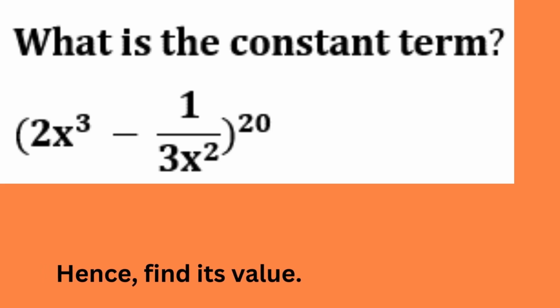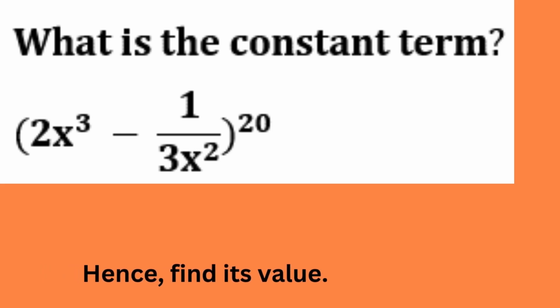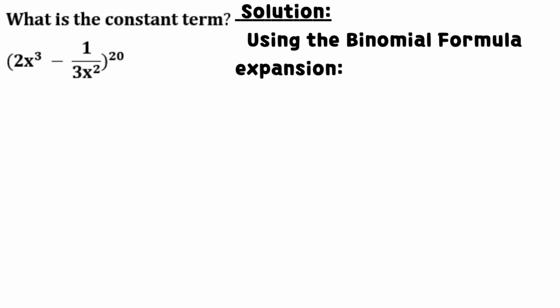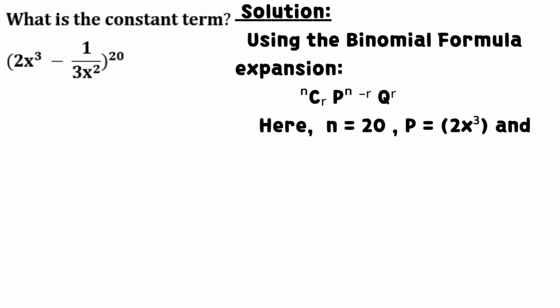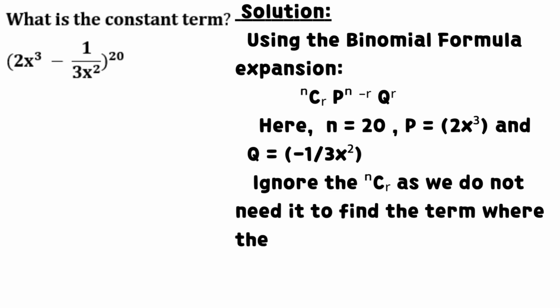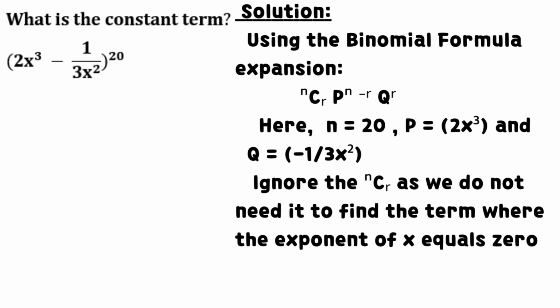We are required to find the constant term and its value in the given exponential expression. Using the binomial formula expansion, the product of n combination r, p raised to the power of n minus r, q raised to the power of r. Here, n equals 20, p equals the product of 2 and the cube of x. Also, q equals -1 divided by 3 times the square of x.